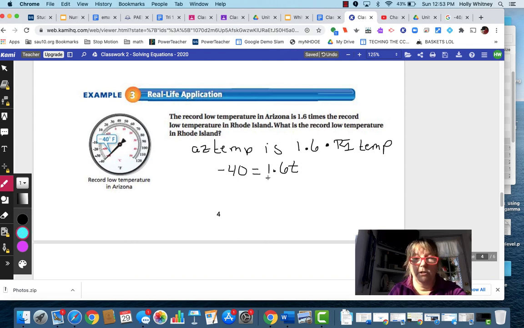If this is multiplication, the opposite of multiplication is division. So I'm going to divide both sides by 1 6/10. Remember, I said that your reward for surviving units 1 and 2 is that you can use a calculator. So negative 40 divided by 1 6/10 gives me an answer of negative 25. So the record low in Rhode Island is negative 25, while Arizona, which you think is pretty hot, its record temperature is negative 40. So nice job.